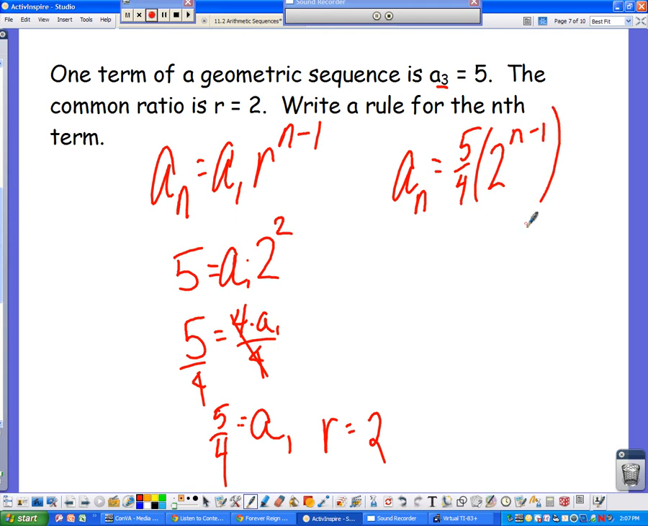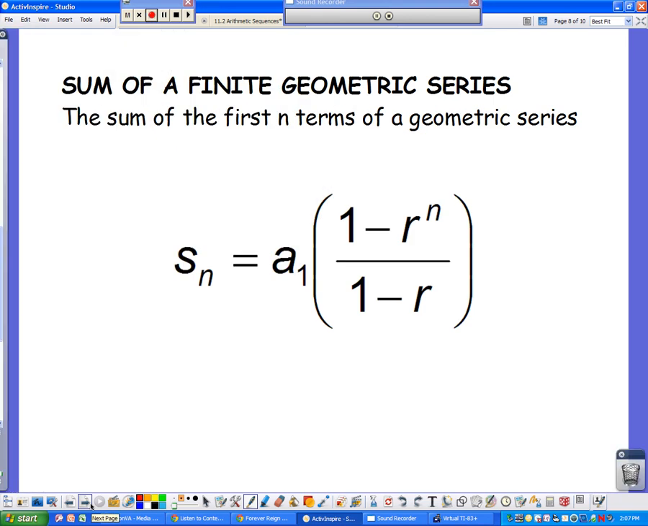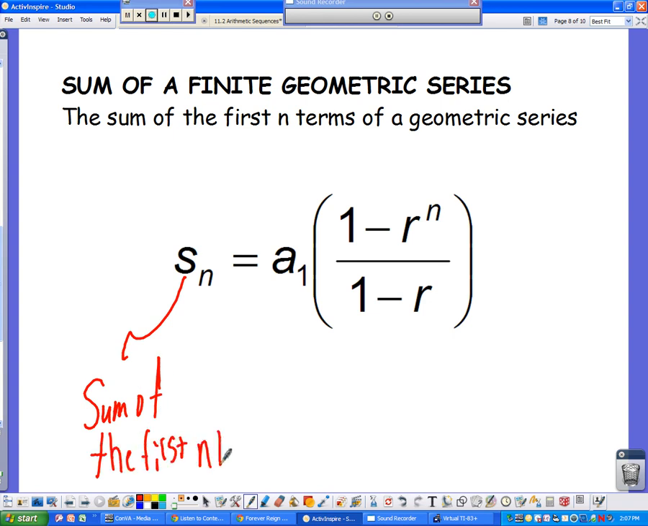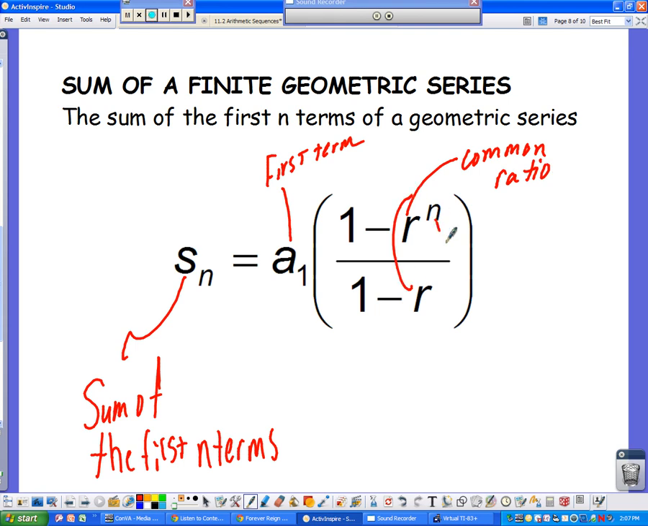Okay. All right, so just like with arithmetic, we can actually find the sum of these. And this notation stands for the sum of the first n terms. This is the first term. R is your common ratio. Both r's actually. And n is the number of terms. So if I wanted the first 10 terms, then that number would be 10.